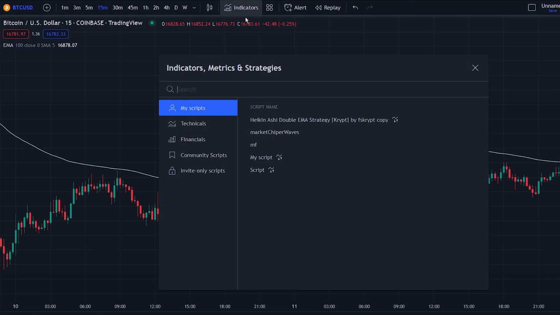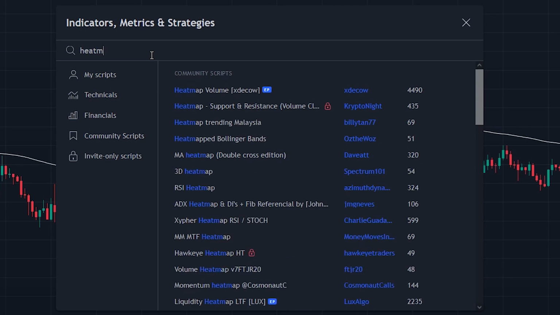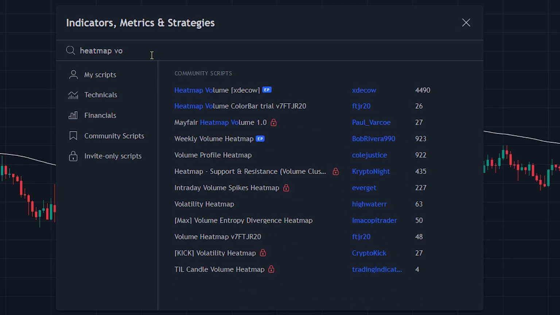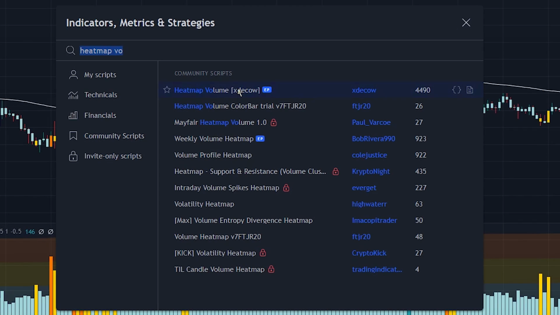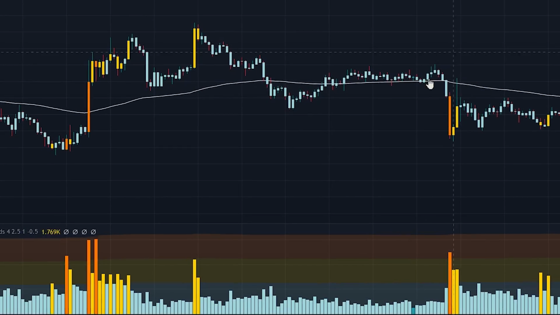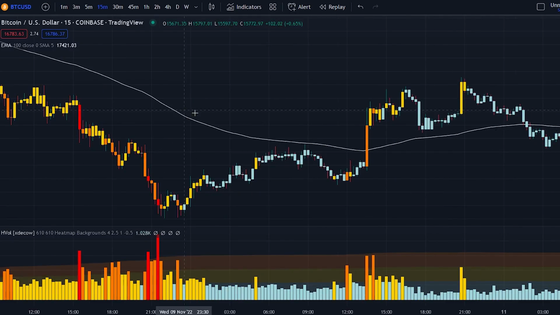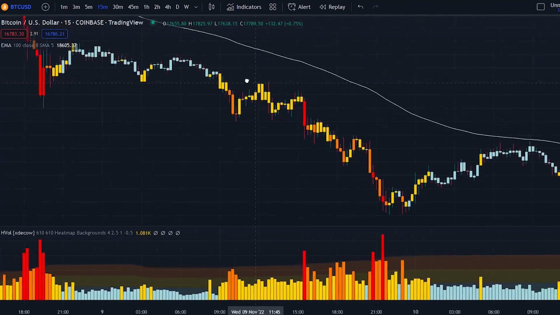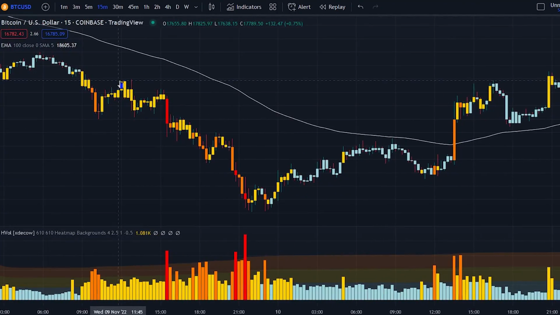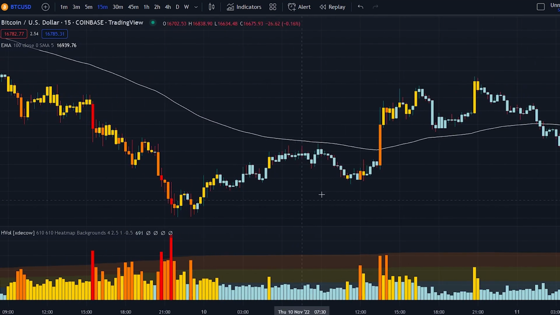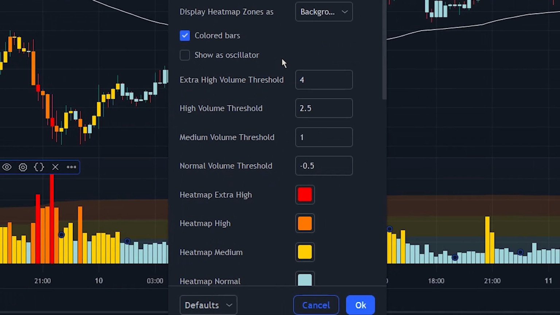Head over to the Indicator Search tab and search for the Heatmap volume indicator. Select the indicator made by XDCal and add it to the chart. This indicator can mainly be used to eliminate as many losses as possible to make sure that your strategies become even more profitable. Simply said, the indicator colors the bars and candlesticks based on the amount of volume that is being traded. To optimize this indicator, we will head over to the indicator settings and navigate to the Inputs tab.